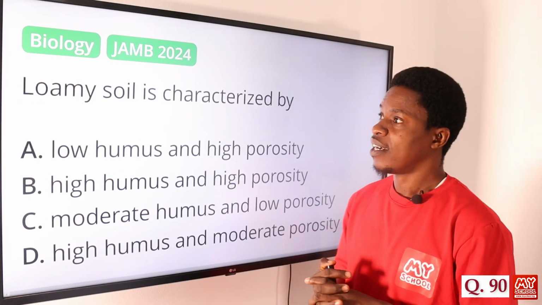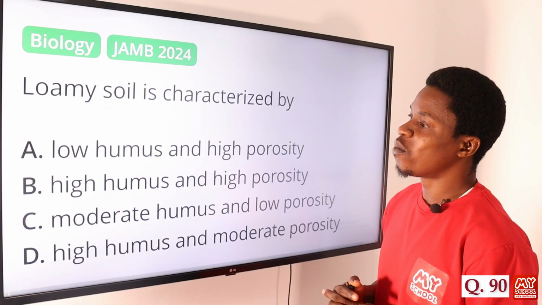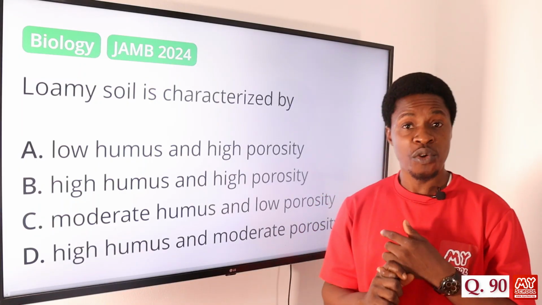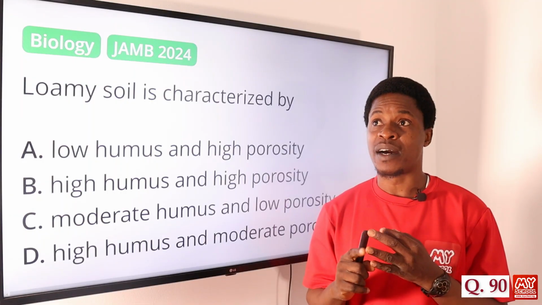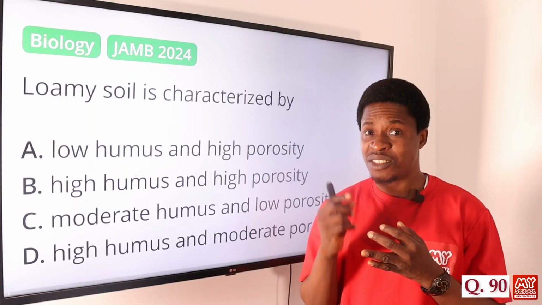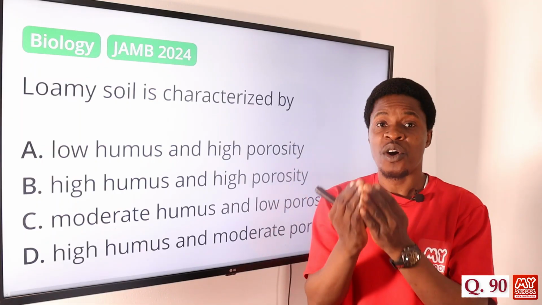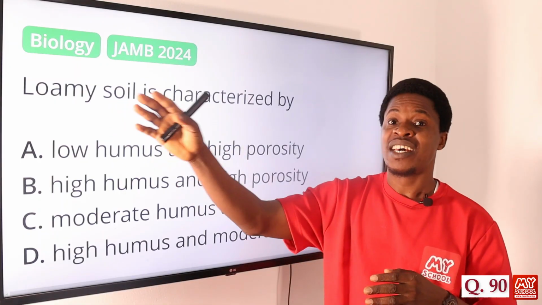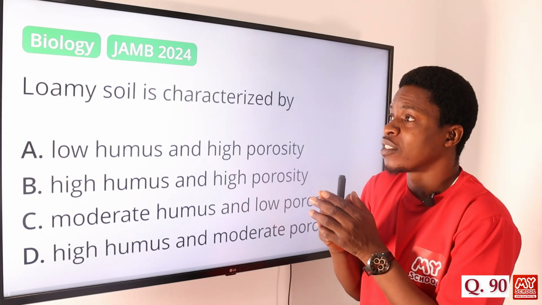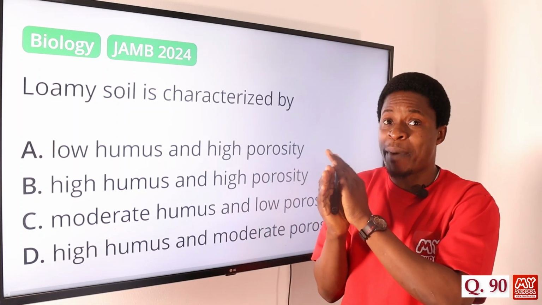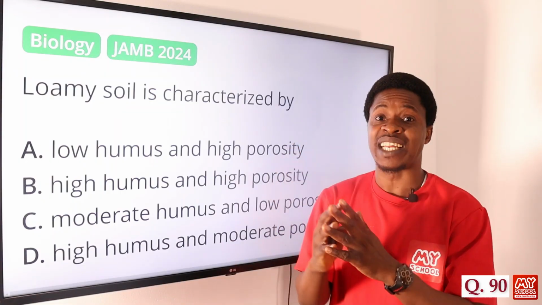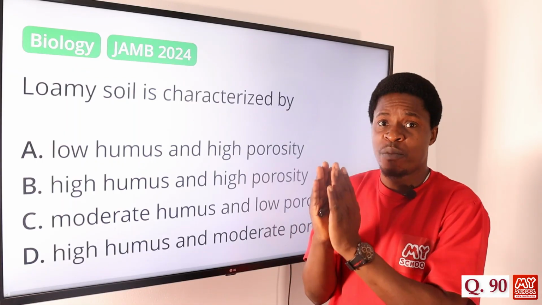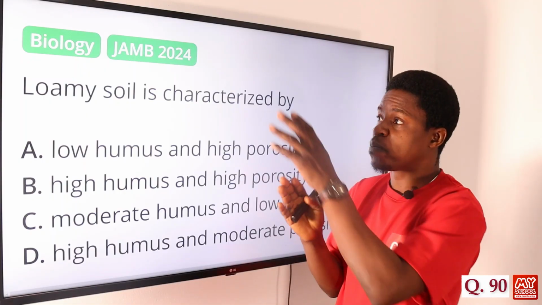Question 90. Loamy soil is characterized by what? Of course, we know that loamy soil comprises humus, okay, there's humus soil there. We have little of maybe sandy, just little of it mixed up. It's a mixture of almost all the types of soil that we have, okay. Of course, it's high in nutrients, and it can give nutrients that are needed by plants in large quantity. It has a high quantity of humus present in it.